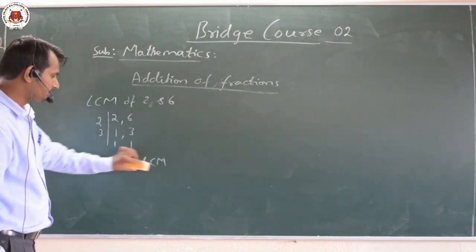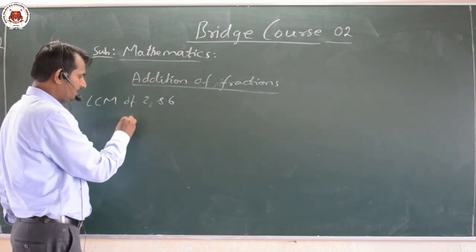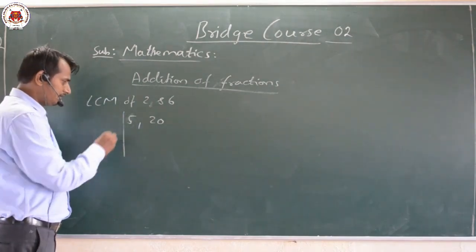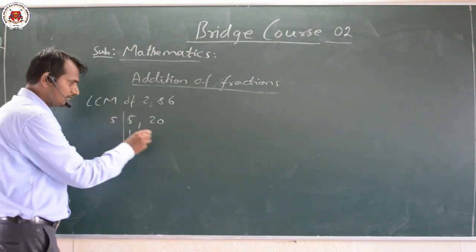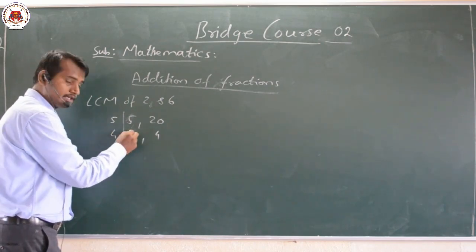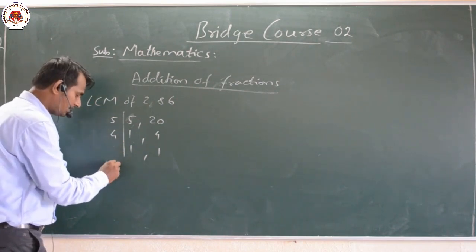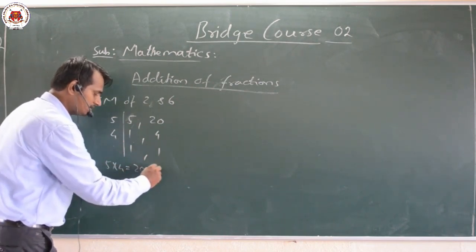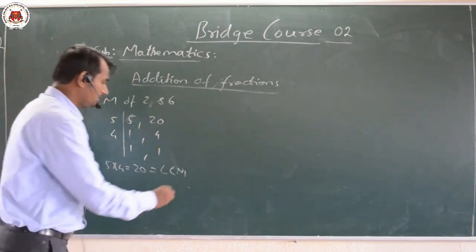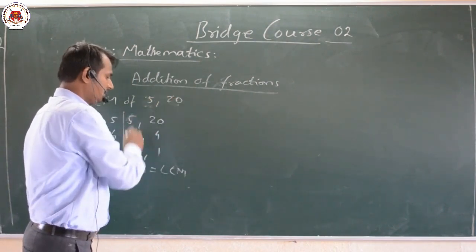Let us take one more example, 5 and 20. Here 5 1s are 5, then 5 4s are 20. Next, 1 is there and 4 is there; 1 I will write as it is, and 4 1s are 4. Now what is the product of these two? 5 into 4 equals 20, which is the LCM, the least common multiple, of both 5 and 20.